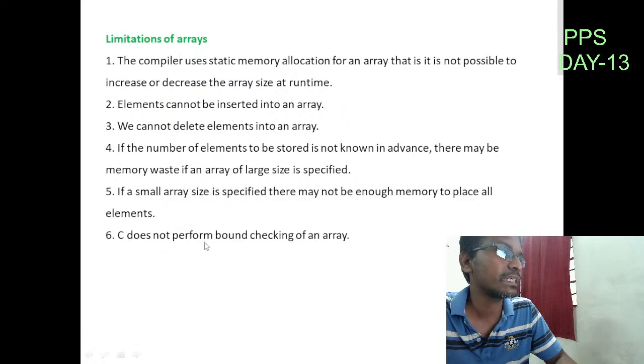And the next one is that C does not perform bound checking of an array. One more limitation of arrays is bound checking. The compiler does not check for the array index out of bounds error. So these all come under the limitations of an array.